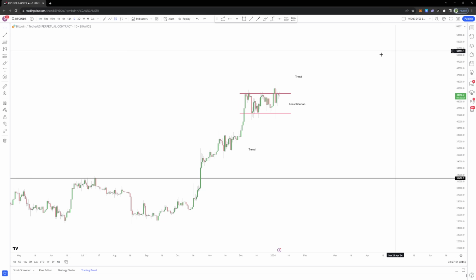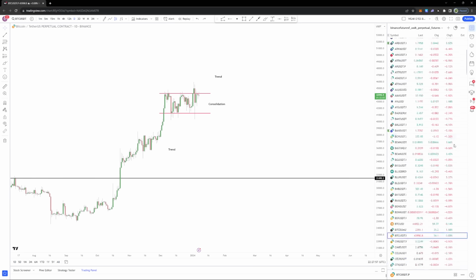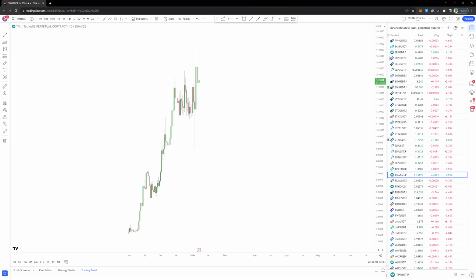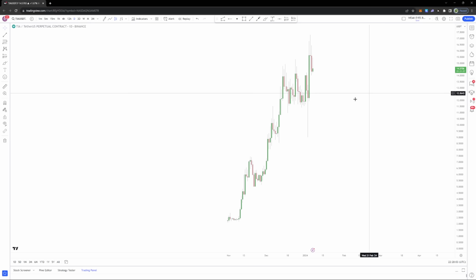easy boundaries, taking position, easy 2x and 100% gains on your position. And then we've got the example that's kind of ongoing right now, which is TIA. And this is doing exactly the same thing.